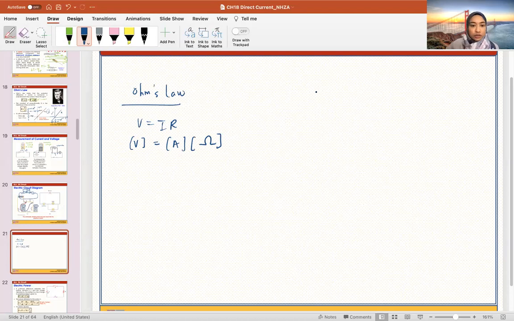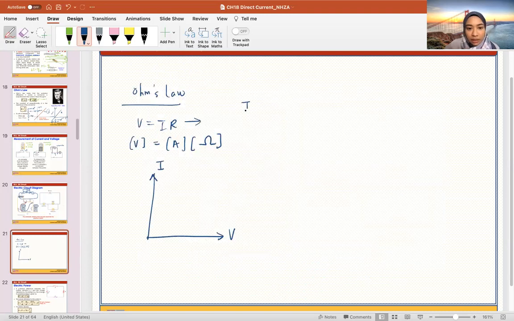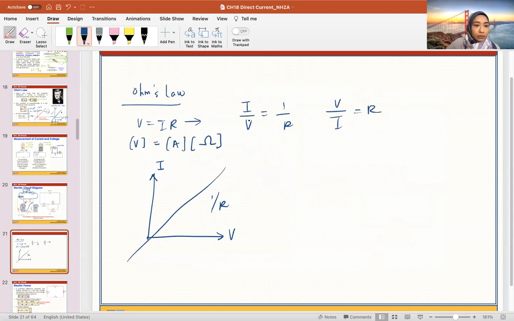And then there is a graph. From Ohm's law we can plot a graph, right? If you plot I on the y-axis and V on the x-axis, your equation will be I over V, which gives you 1 over R. So your slope is 1 over R, and vice versa. If V is your y-axis and I is your x-axis, this becomes V over I, and then you will get R as your slope. So that's pretty easy. And what else did we learn?